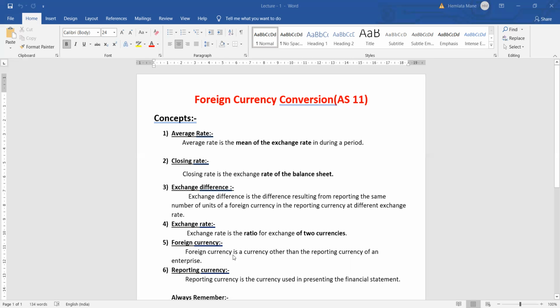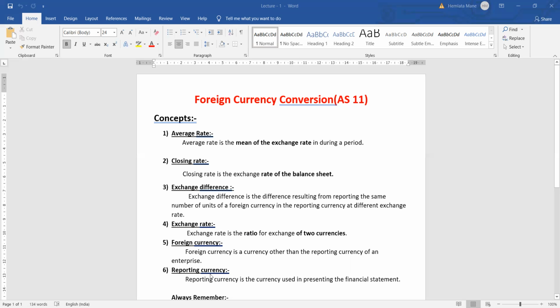Next is foreign currency. Foreign currency means what? Currency other than the reporting currency of an enterprise. Reporting currency means what then? Reporting currency is the currency which is used for presenting the financial statement. Suppose you are using rupees for presenting the financial statement, then rupees is the reporting currency. Clear? Rupees is a reporting currency and dollar is a foreign currency.